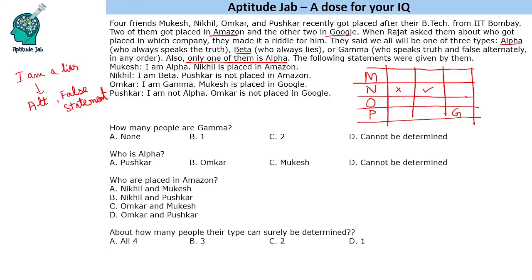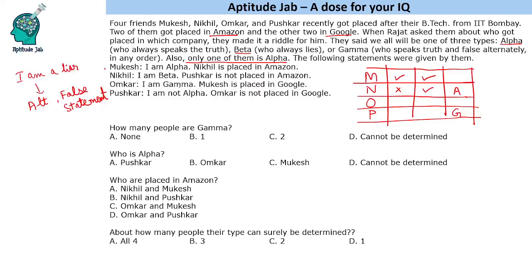Now if we see the statements of others, Omkar says I am gamma, right? An alpha will not say I am gamma, and alpha will not say I am not alpha, right? So Mukesh must be the alpha. If he is alpha, both his statements will be true. If both statements are true, Nikhil is placed in Amazon. So Nikhil is in Amazon. Okay, so we've got two people. Now we have to look for Omkar and Pushkar.